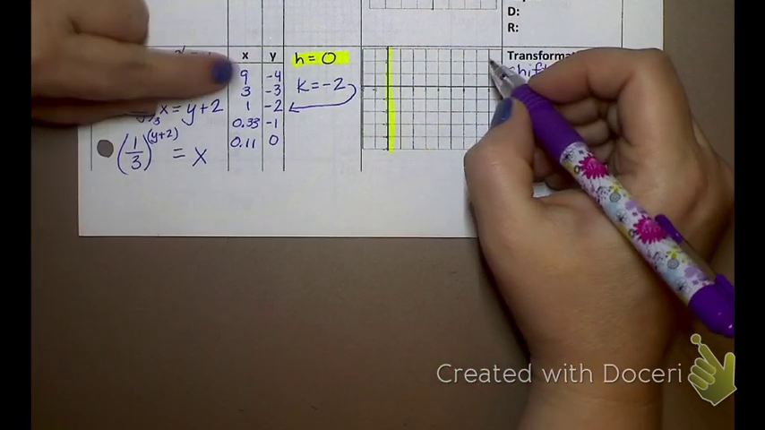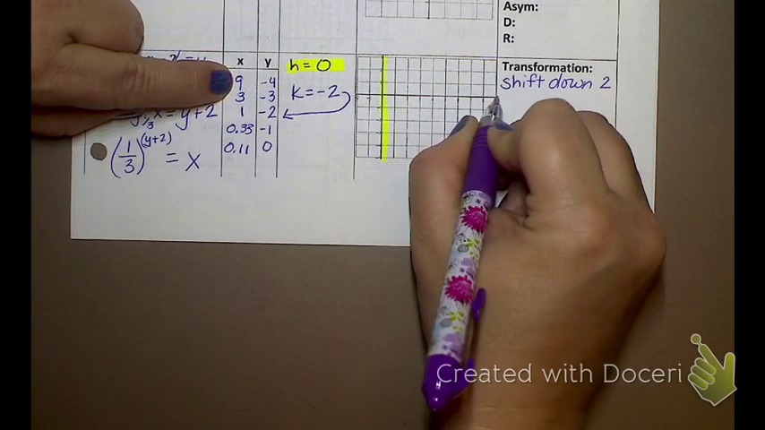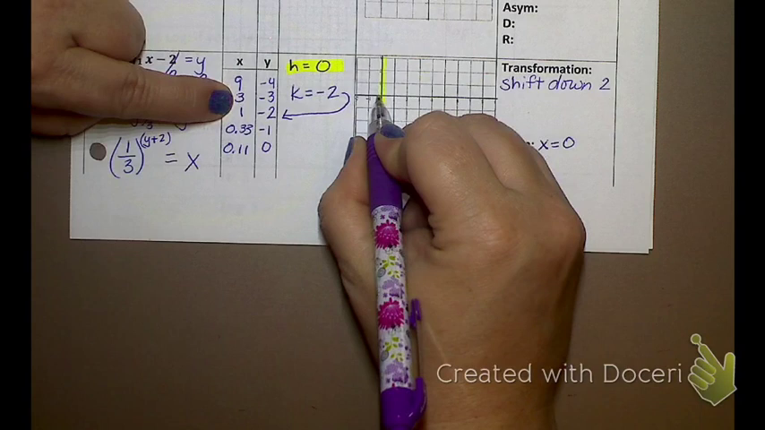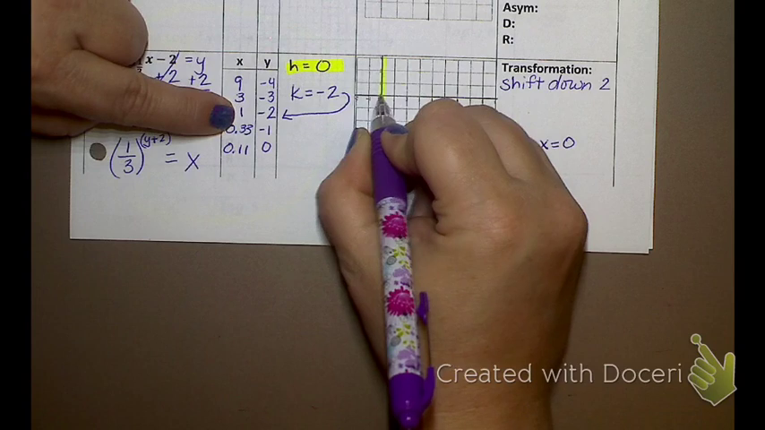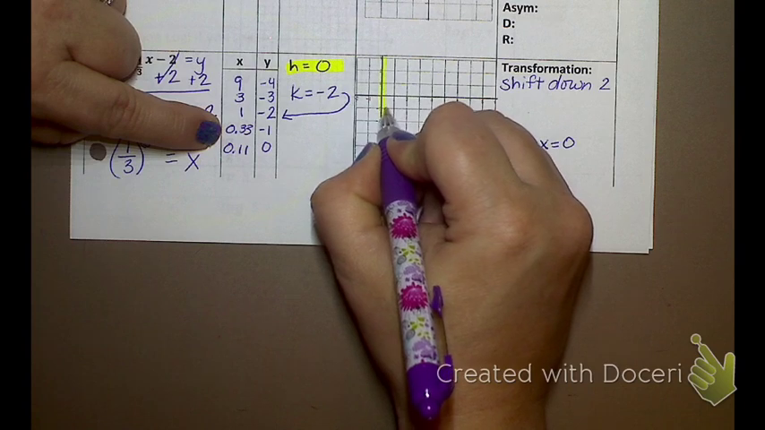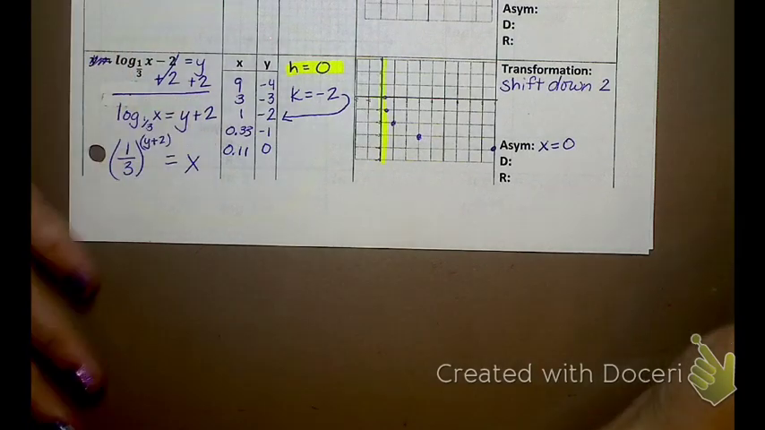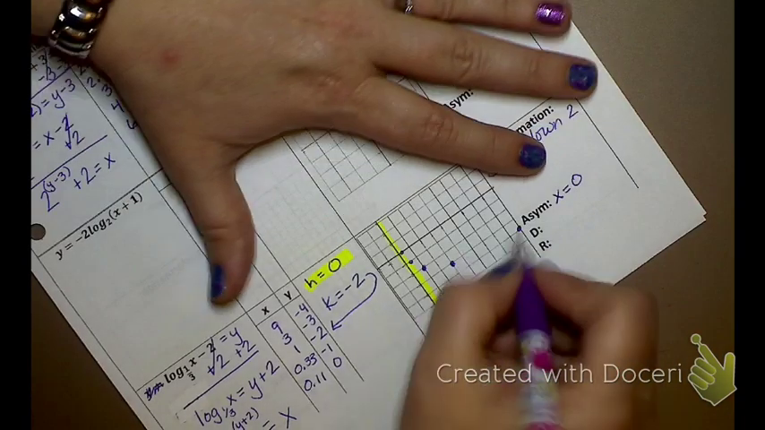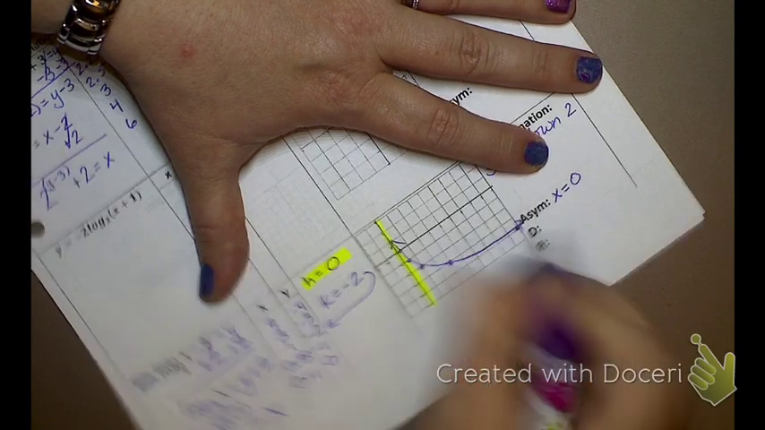All right, so again, make sure you're getting your x and your y's correct. I have over 9 and down 4. And then I have over 3, down 3. Over 1, down 2. Over 0.33, down 1. And over 0.11 and 0. Do you see what shape this is looking like? There we go. There's my curve.